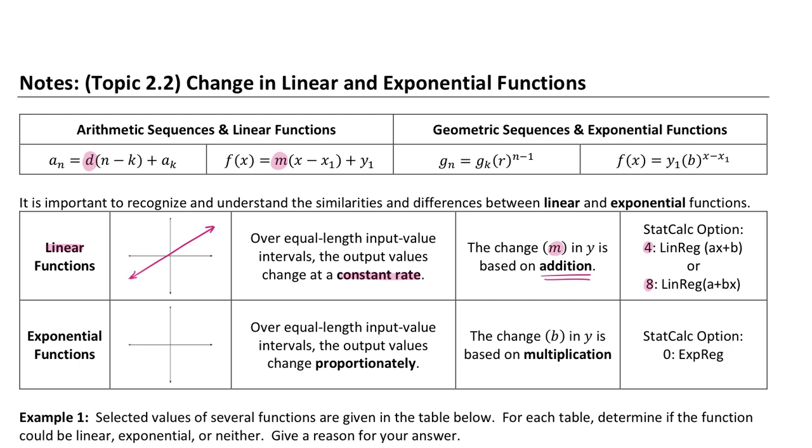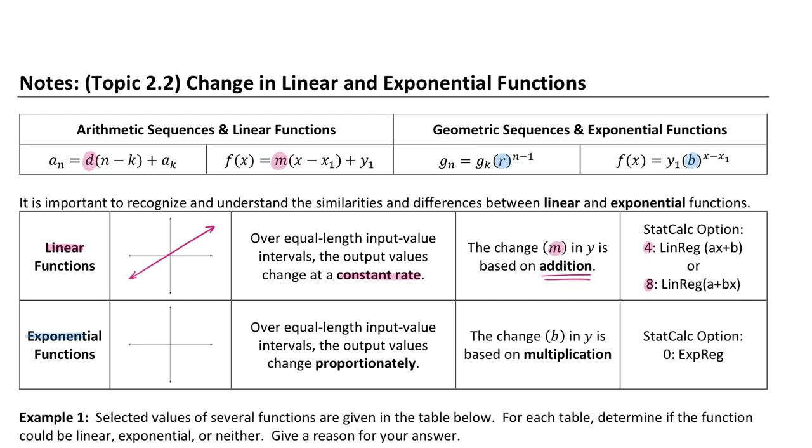I also want to make a connection when it comes to geometric and exponential functions. Do you notice that the common ratio, which is here in the center, is in the same spot as the b that represents the base of an exponential function? In fact, for geometric sequences that have a common ratio and exponential functions that have a base, those act the same.